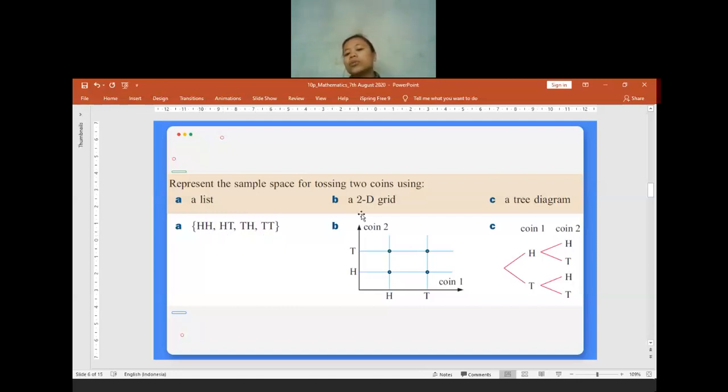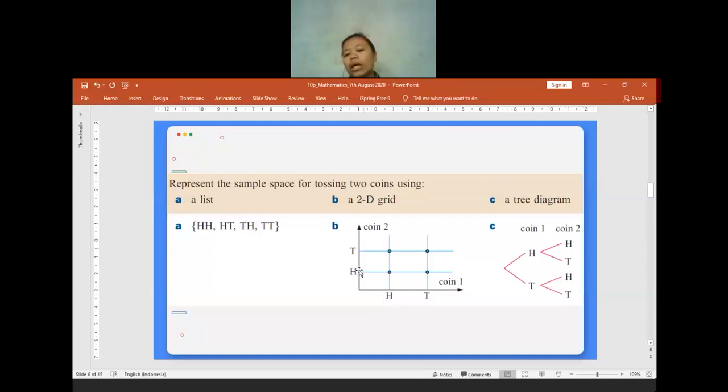If two-dimensional grid, I will be having the x-axis and the y-axis. The x-axis can be the first coin, the y-axis can be the second coin. For each coin, the possibility that may happen is only head and tail. So this is HT and then this is HT.